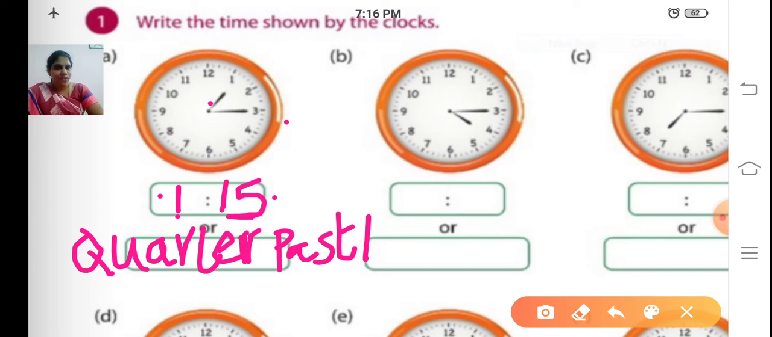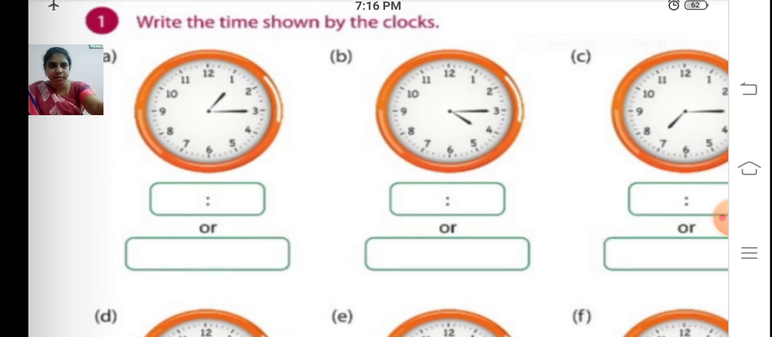So now the time is 1 hour, 15 minutes. As the hour hand, the smaller hand, is at 1, I am writing 1. And the minute hand, longer hand, is at 3. So 3 into 5, 15. So 1 hour, 15 minutes. How to write in other way? So 15 minutes, quarter. Quarter past, that is over. Quarter past from 1 o'clock. Quarter past 1. Shall we move on to the next one?